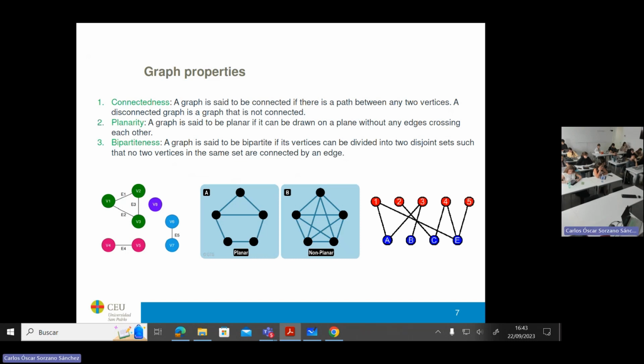And you can also have bipartite graphs. Bipartite graphs are graphs in which the edges connect nodes of different kinds. Let's say that you have 2 sets of nodes, the red nodes and the blue nodes, and the edges are always connecting a red node with a blue node. So that is a bipartite graph.